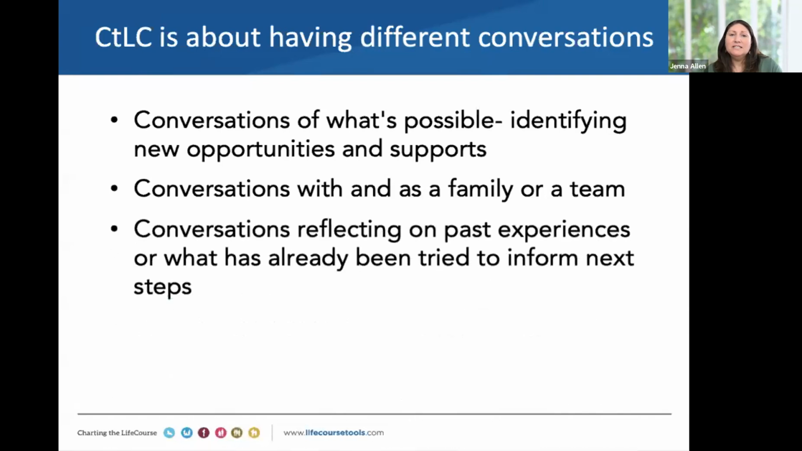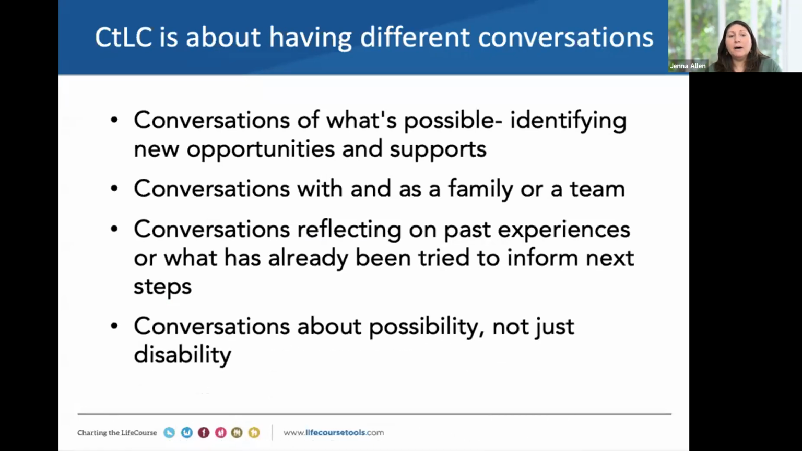We're also having conversations that reflect on past experiences and what's already been tried to help inform next steps. It's really important to know where a person's coming from to help us guide a conversation about where we're going. And these are conversations about possibility, not just disability. So the Charting the LifeCourse tools, while they were developed by people with disabilities and their families, are designed to be used by anybody. And I think you'll see from today's examples that absolutely everybody can use these in their day-to-day life for looking at challenges and planning ahead.